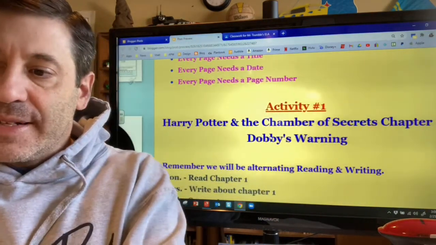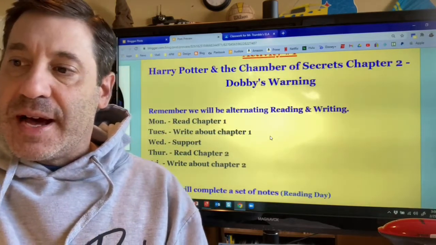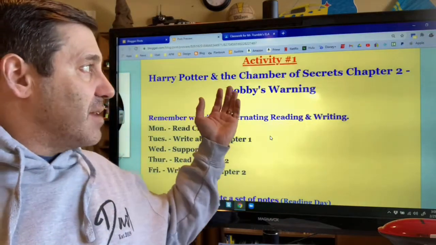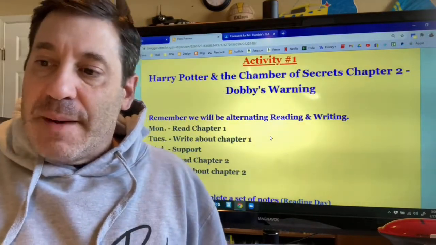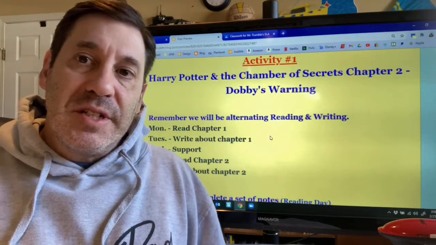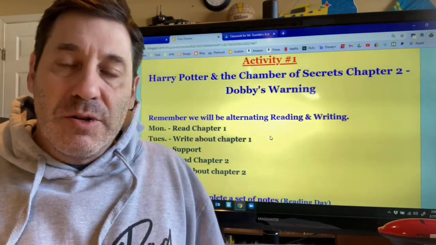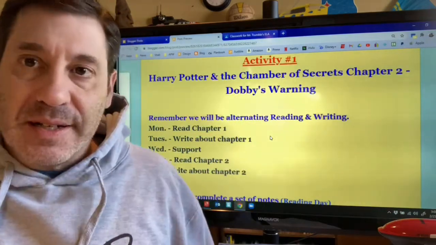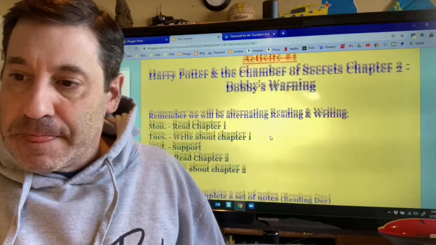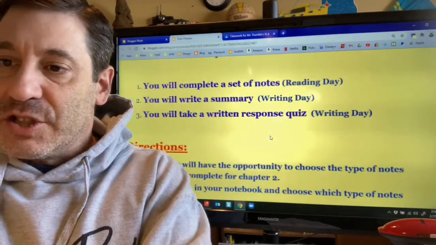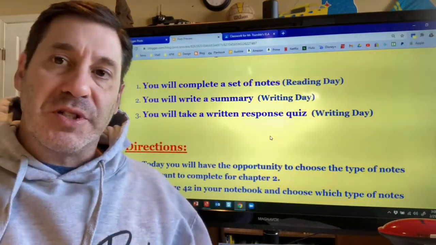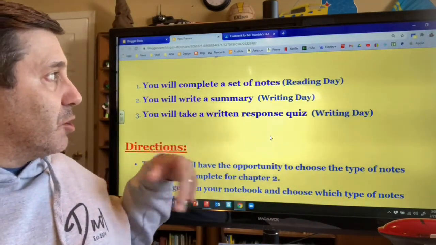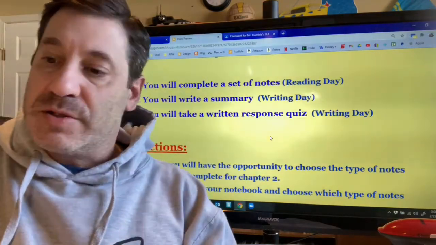Okay, so let's scroll right down in and get into it. Here we have Harry Potter and the Chamber of Secrets. This is Chapter 2, known as Dobby's Warning. At the end of Chapter 1, Harry goes into his room to spend his birthday all alone, pretending not to exist, but something is on his bed, and we're going to learn that something has a name, and its name is Dobby. So, just to review, guys, you're always going to complete these three things with every single chapter: your notes, your summary, and your quiz. And today, we're going to focus on those notes.